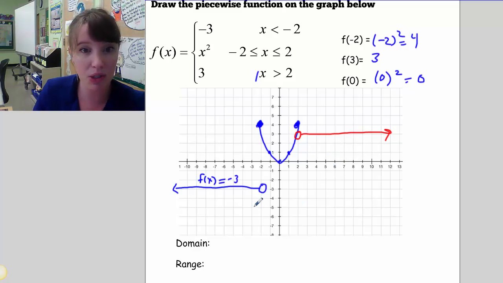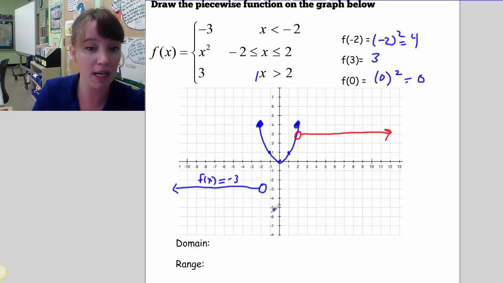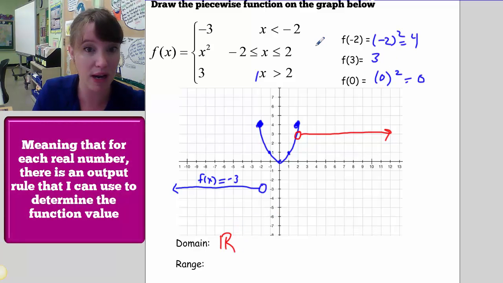Now, when we talk about the domain, well, what are the values that this function is defined on, the input values? Well, basically every input value is covered. It's just the pieces of it are covered. So here the domain is all real numbers. I'm allowed to put any value of x in here. The range is a little trickier.